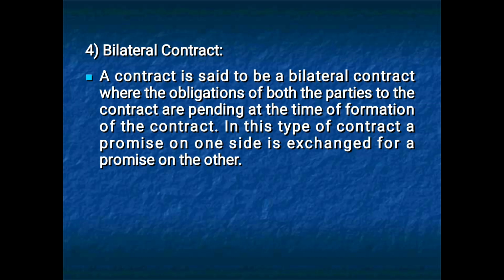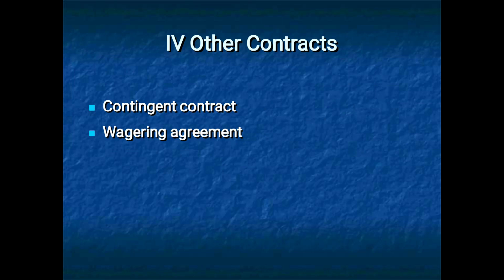Here, both the parties exchange their promises. It is not one-sided. Here, both the parties in turn exchange their promises. The offerer also promises to offer the thing and the acceptor also promises to accept the thing. Then it is called a bilateral contract. Apart from this main classification of contract, there are some other contracts. They are contingent contract and wagering agreement.